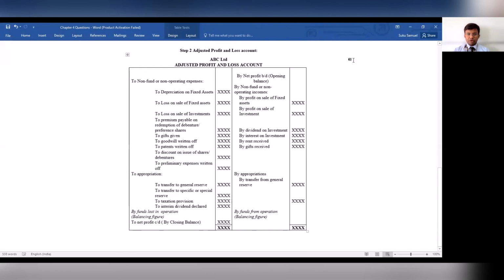Okay, so I've shared the format of the adjusted profit and loss account with all of you. I request all of you to quickly make a note of the format and learn this format so that you should be able to prepare the second step.